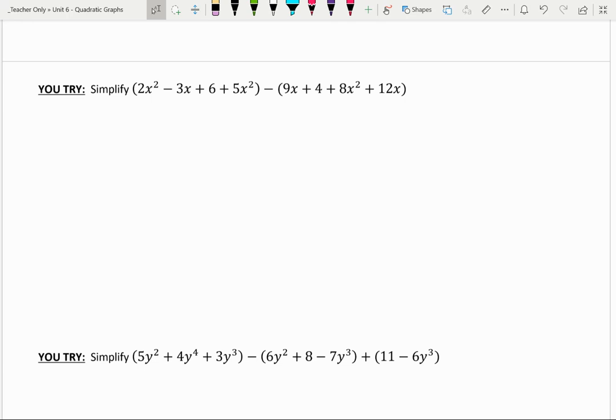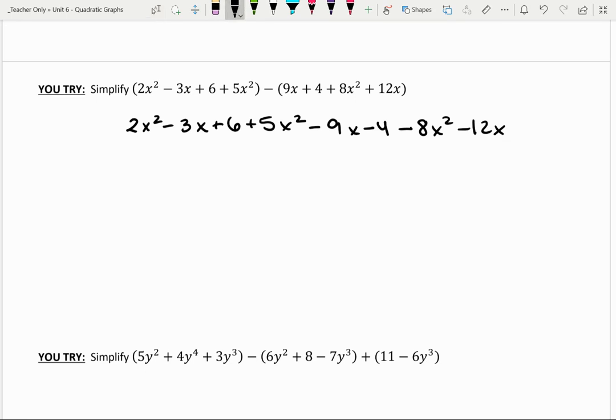All right, welcome back. We're just going to double check these two, make sure you're good. When you distribute and rewrite, you should get 2x squared minus 3x plus 6 plus 5x squared minus 9x minus 4 minus 8x squared minus 12x. So all of those should have a negative sign in front of them. And when you combine all of your like terms together, you should get negative x squared minus 24x plus 2.